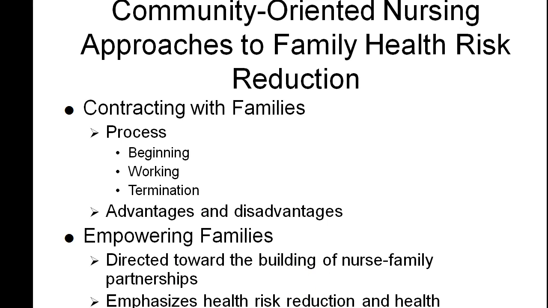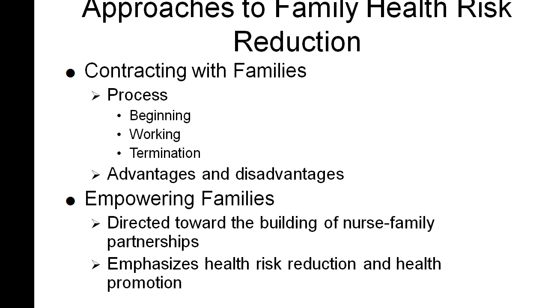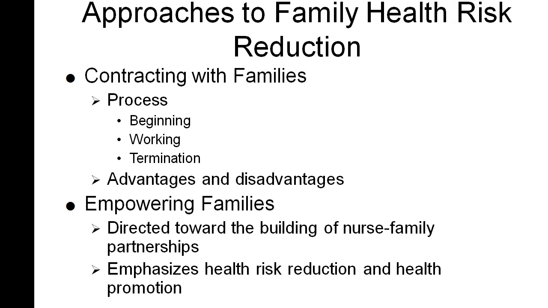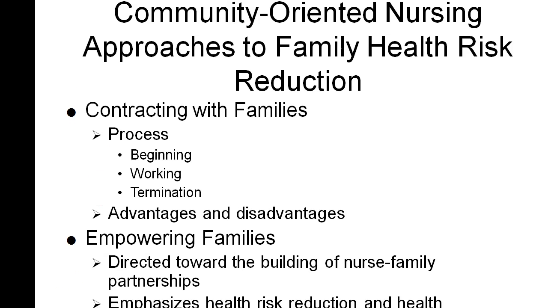So empowering families is directed toward building the nurse-family partnership, and you emphasize health risk reduction and health promotion. So, you have a family taking care of children who are failure to thrive. How can you empower this family to prevent malnutrition? So what is the nurse-family partnership going to be? And then emphasizing health risk reduction. Okay, everyone here needs to get their whooping cough vaccine updated because you have small babies in the house. Stop smoking in the house when you're taking care of a baby who is in the NICU. Those are health promotion of the family.